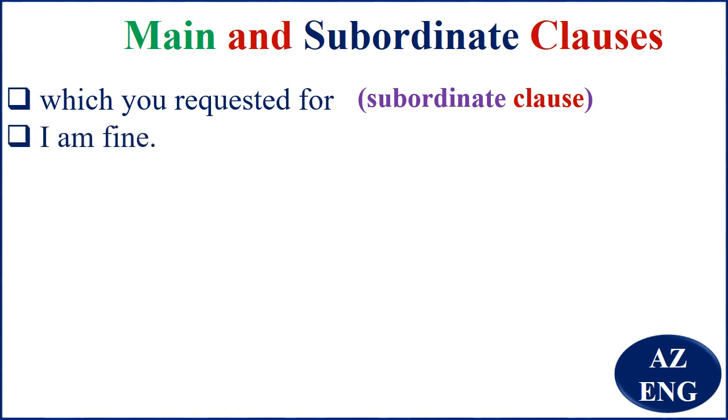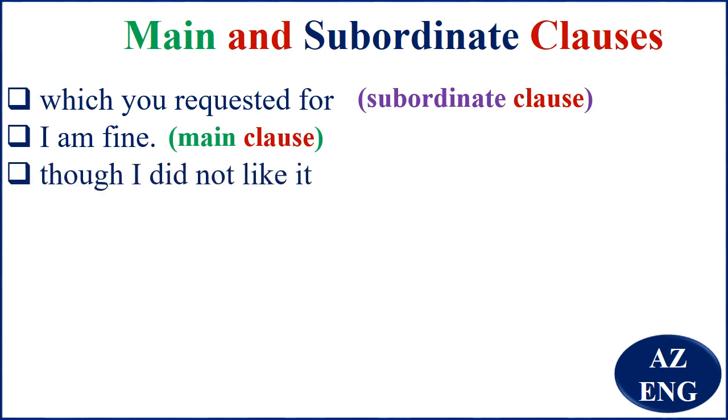I am fine. This is a main clause. It is an independent clause. You say this is a sentence. Though I do not like it. Though you do not like it. So what happened? This is not a main clause. It is a subordinate clause.